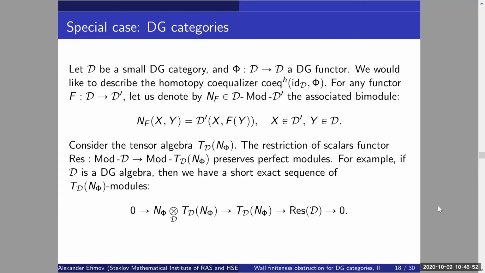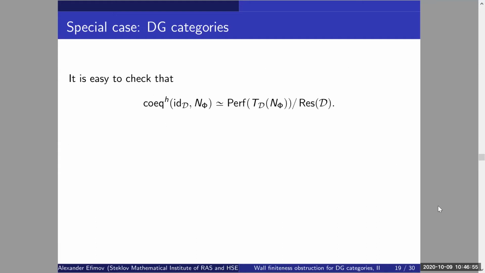Then this homotopy co-equalizer can be described as a quotient. You take perfect complexes over this tensor algebra of this bimodule, and you mod out by the restriction of scalars of D. This is quite easy to check; there are standard ways to compute these homotopy co-limits over some finite categories.